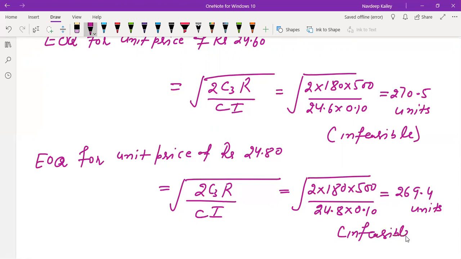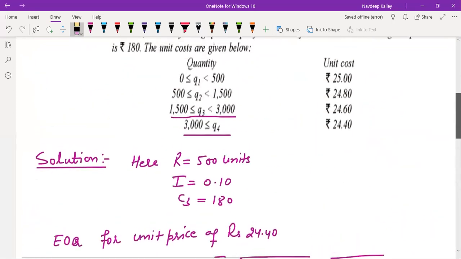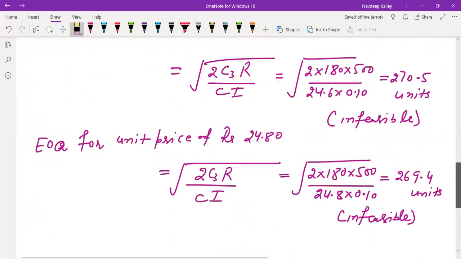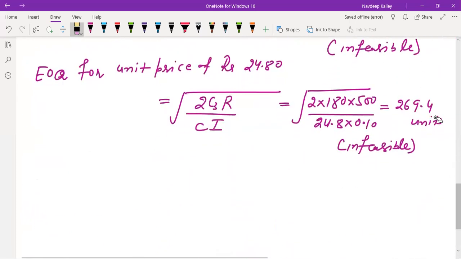Why so? Because this unit price is available when the order quantity is between 500 to 1500. So this unit cost is not available for 269.4 units.